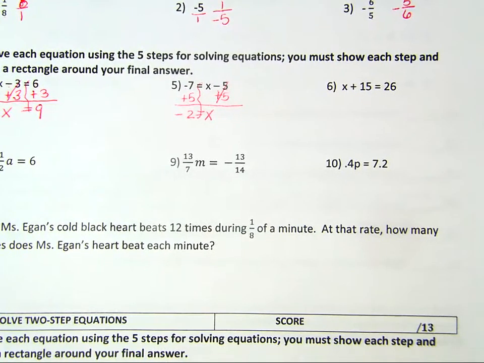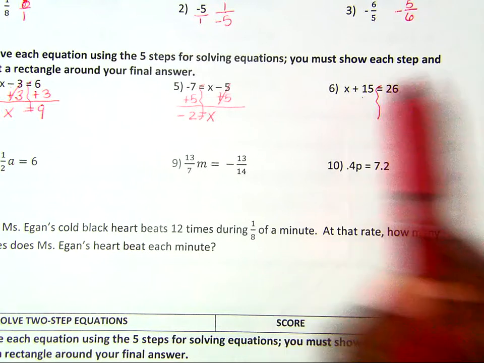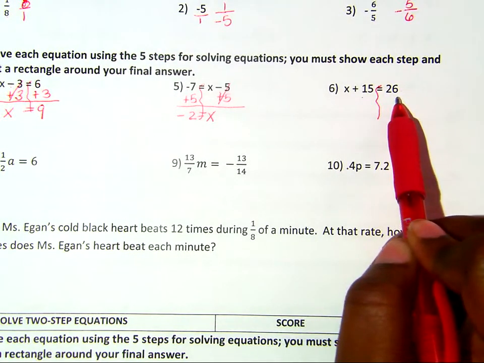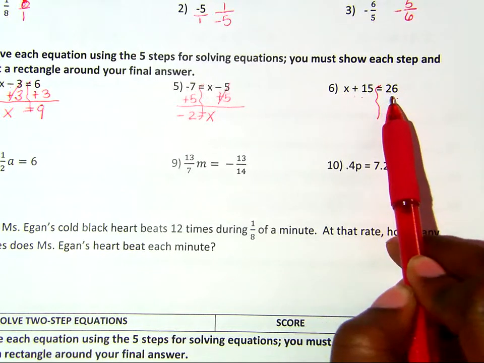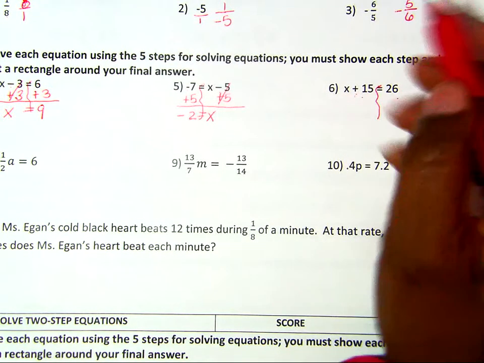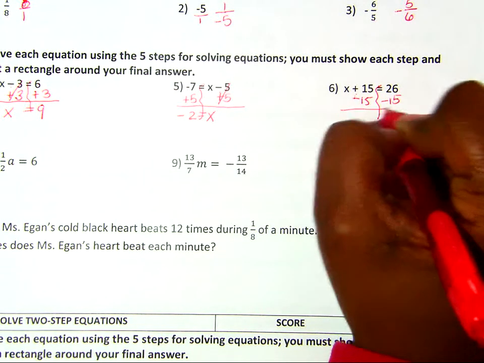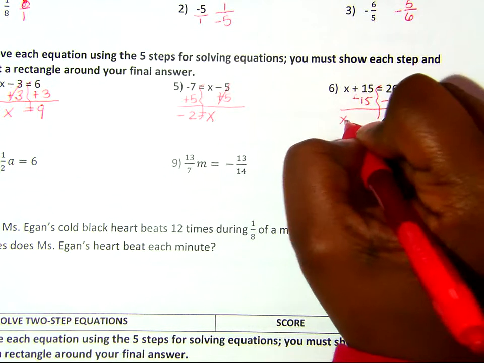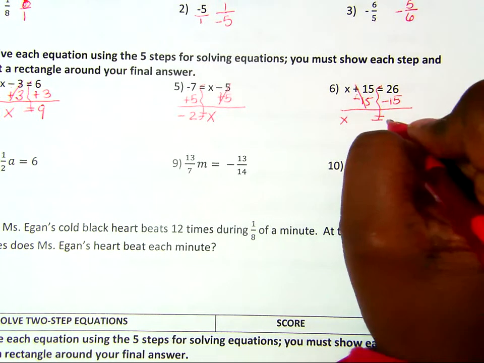Number 6. River, can I distribute over here? No. Can I distribute over here? No. Can I combine over here? No. Can I combine anything here? No. Time to rewind. Plus 15, the opposite is minus 15. I do that on both sides. X, this cancels. Equals 26 minus 15 is 11.